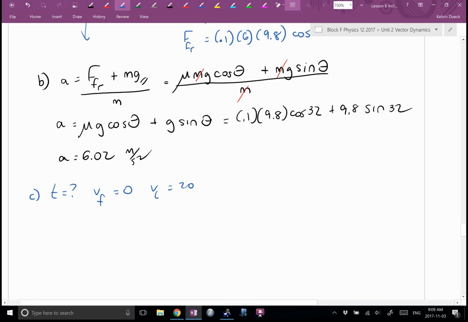Or instead of vi, I could have told you how far it went before it came to a stop. I could have given you the distance. Oh, what else do I know? Why is that wrong?